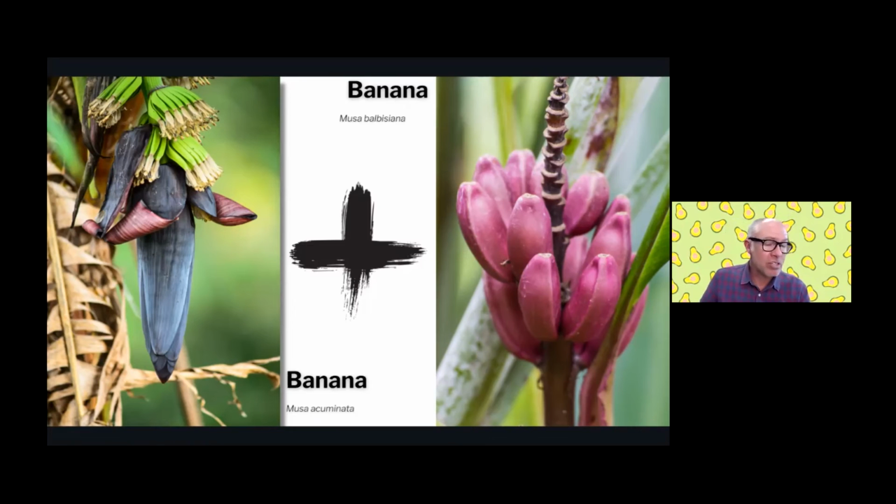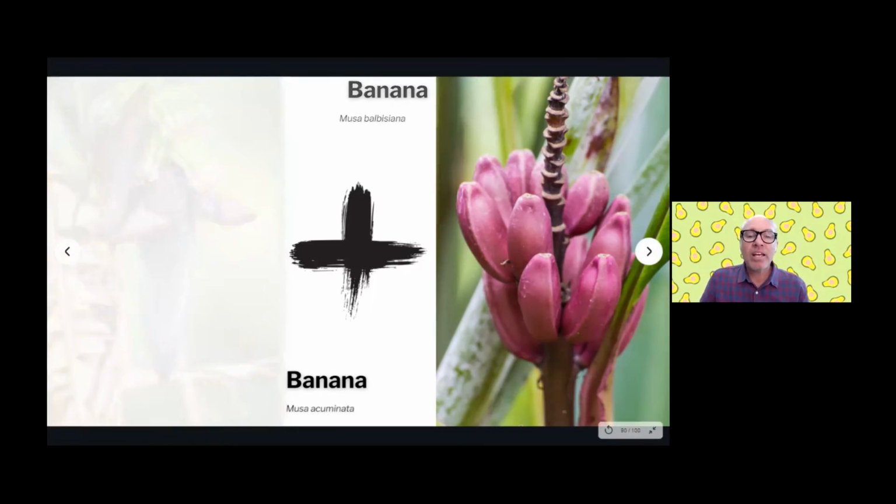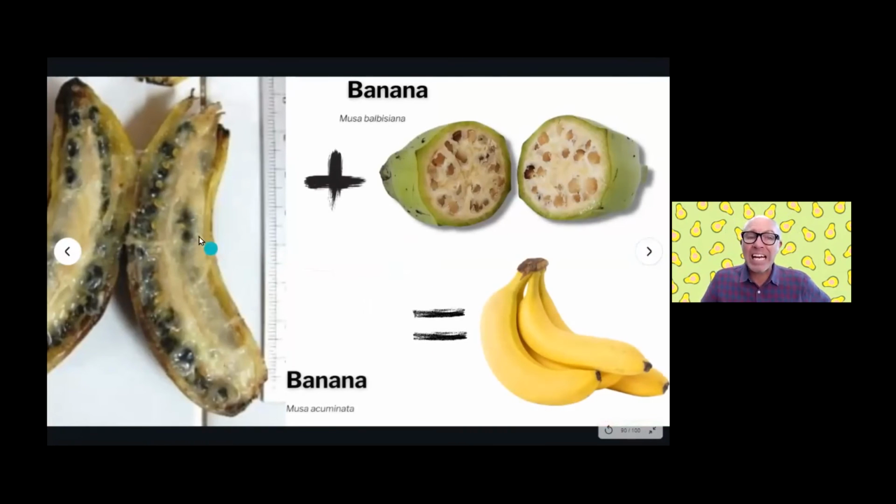That cross between the Musa acuminata, and here's what wild banana fruit, the Musa acuminata fruit, looks like, full of these hard black seeds, floating in actually a nice, sweet, custardy dispersal mechanism.